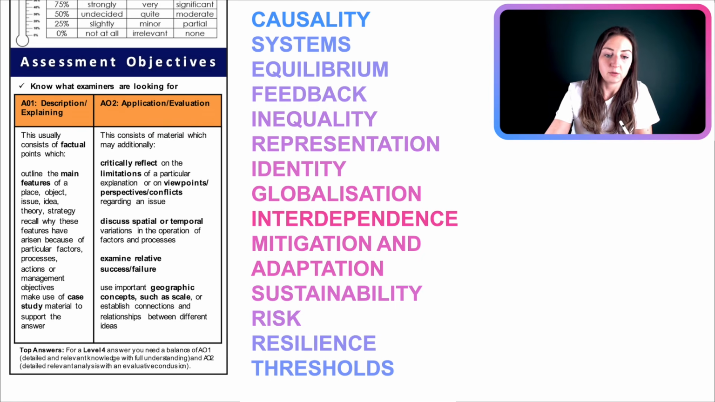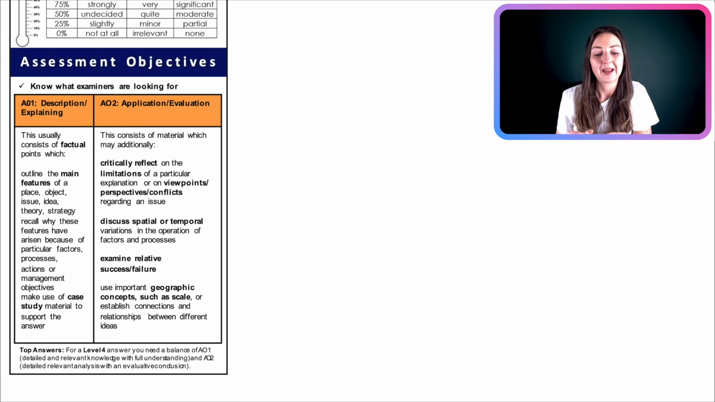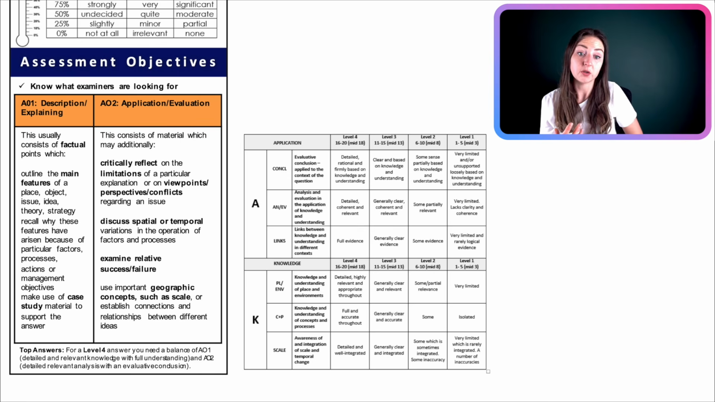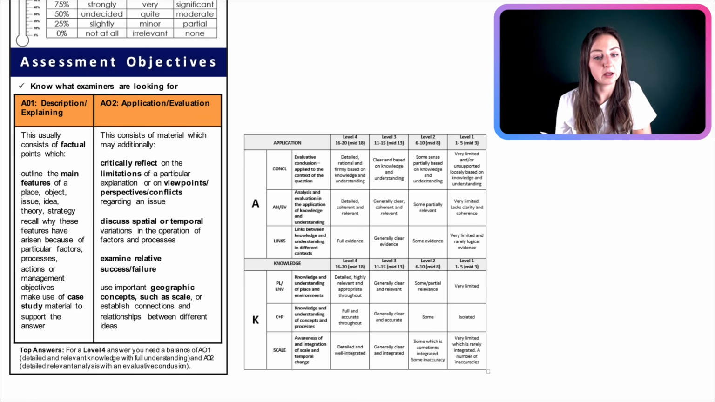For a level 4 answer, you need a balance of AO1 and AO2. Some of you might have seen something like this, which is the mark scheme split up in a more understandable way, and some teachers use this to mark work. It's absolutely great if your teacher is giving you particular marks for knowledge and then application. Application also, I'll talk about, you have to include a conclusion, and you might have individual marks for this.